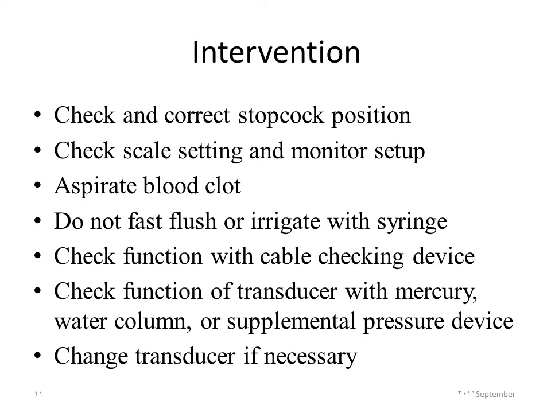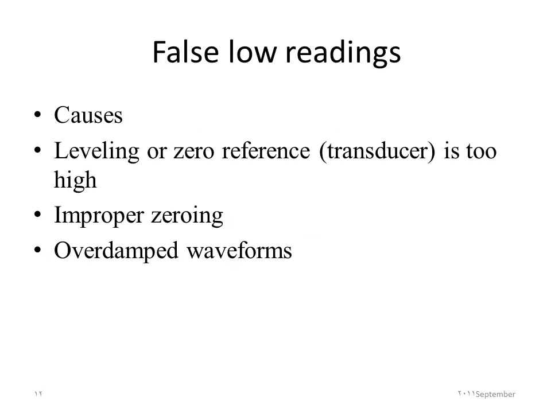Do not flush: we do not flush or irrigate with a syringe. Check the function with a cable checking device, to make sure the cable works correctly. Check the function of the transducer with mercury, the water column, or a supplementary pressure device, to make sure the transducer works. Change the transducer if necessary. All of these are interventions to correct the error in order to obtain an accurate and correct blood pressure reading.